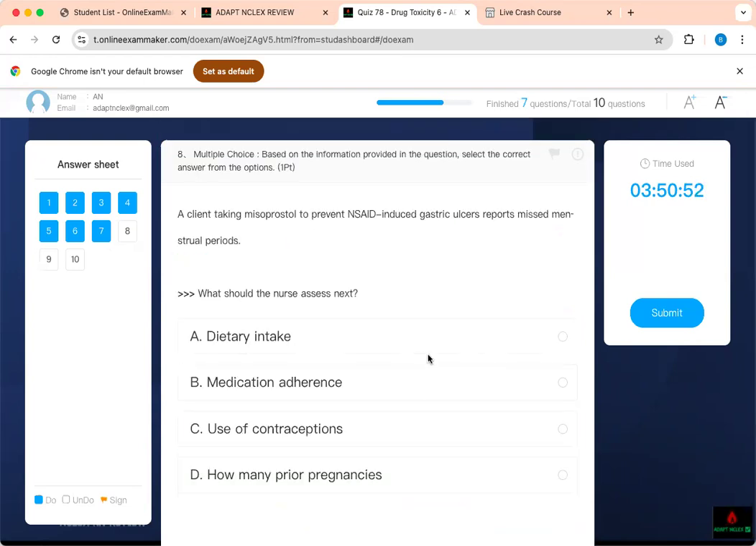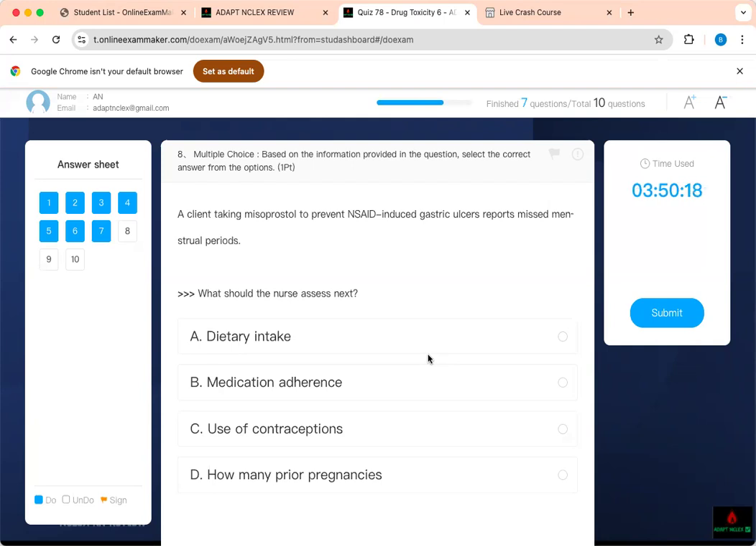What should the nurse assess next? A client taking misoprostol to prevent NSAID-induced gastric ulcer reports missed menstrual periods. What would you do? The patient is taking this medication, misoprostol, for NSAID-induced gastritis. We use it for patients who take NSAIDs and cannot come off them, to prevent them from getting gastric ulcers. But the problem is this patient has missed periods. What would you do? Misoprostol is abortifacient.